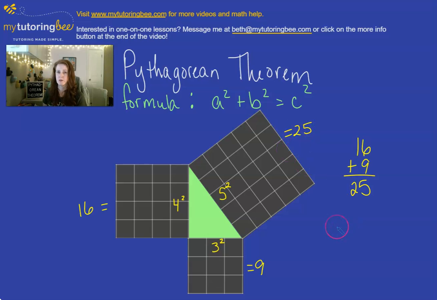So this will always work for your right triangles, but you must square each side first and then add the two shorter sides to see if it does equal the longest side, the hypotenuse.